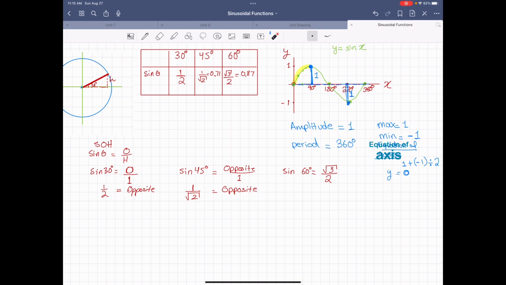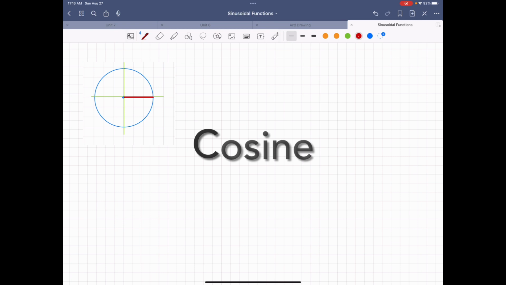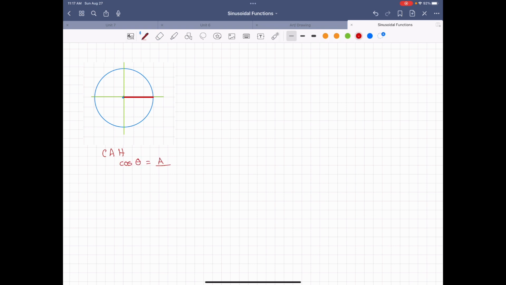Cosine graph can be determined in the exact same way. Okay, except the cosine in a primary trig ratio involves the adjacent and the hypotenuse. So you will end up with a slightly different graph, or the same graph or a similar graph that is being translated or shifted. Okay, so for cosine, the primary trig ratio in SOHCAHTOA is adjacent over hypotenuse. So cosine of theta equals adjacent over hypotenuse.